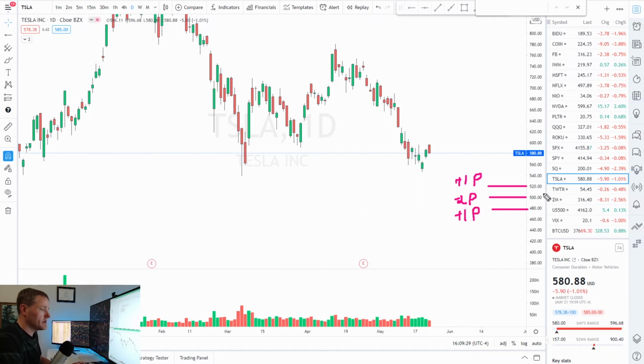Okay, so when you look at this, we're short 2 puts here at the 500 strike, we're long 1 put at the 520 strike, and we're long 1 put at the 480 strike, and that constitutes our butterfly. It's called a butterfly because you have 2 short contracts in the middle, right? So again, you are short 2 here, and you're long 1 on either side. The 2 contracts you're short in the middle are the body of the butterfly, and the 2 long contracts on either side make up the wings of the butterfly. That's why they call it that.